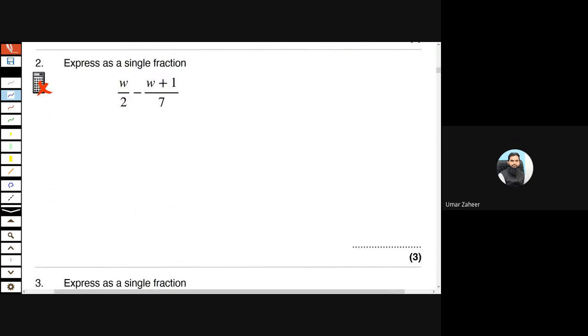Now the question number 2, expressed as a single fraction, we have w over 2 minus w plus 1 over 7. Yes, Hamza, can I solve it? So w times 7. First of all, tell me the LCM. What is the LCM of 2 and 7? Yes, anyone? 14. Yeah, 14. Obviously, you have to take the prime factorization, but clearly you can see that 2 and 7 are co-prime. There is no common number here. So 2 times 1 is 2, and 7 times 1 is 7. So 7 multiplied by 2, that is going to be 14.